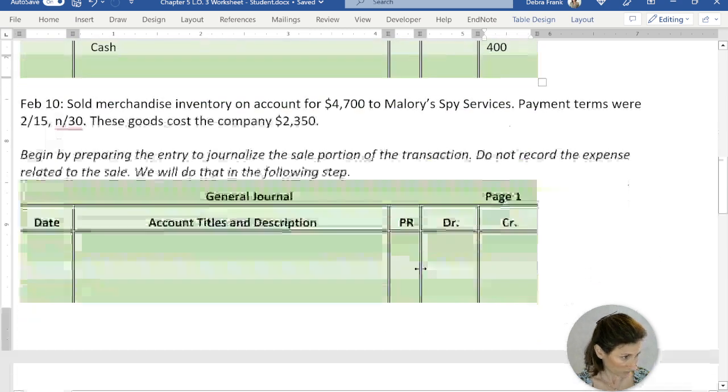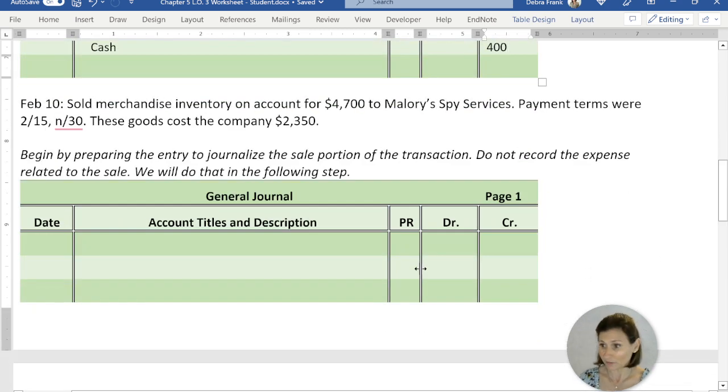Now we're getting into sales. So here we are, February 10th. Archer sold merchandise inventory on account for $4,700 to Mallory Spy Services. And the payment terms were 2/15, n/30. So if Mallory Spy Services pays within 15 days, they get a discount of 2%. If they don't pay within the 15 days, then the net amount is due in 30 days.